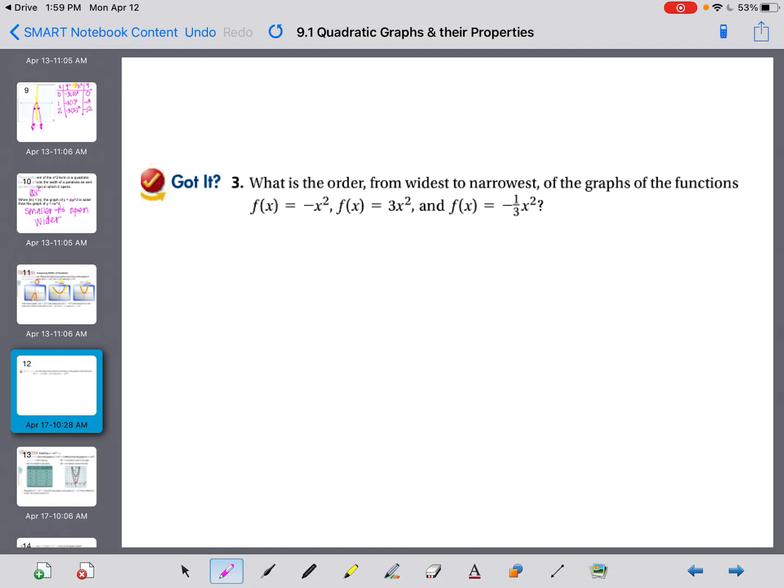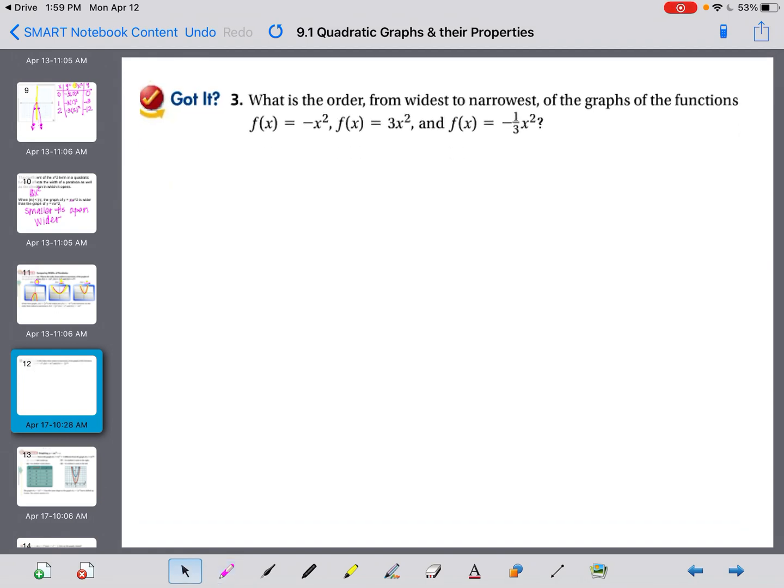All right, last one for today. I want you to look at these numbers and figure out in order the widest to narrowest of the graphs. Remember that the smaller the number, the wider the graph. So pause it here, put these in order from widest to narrowest, and then come back and check your answers.